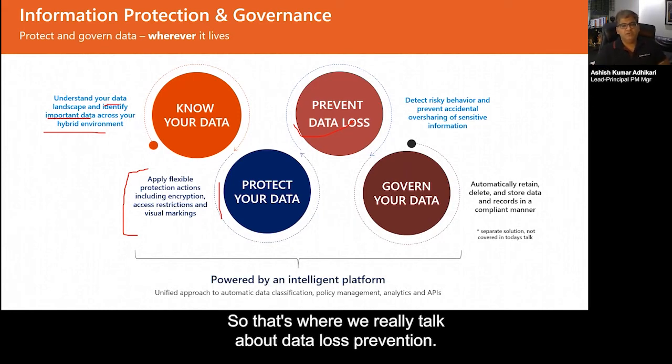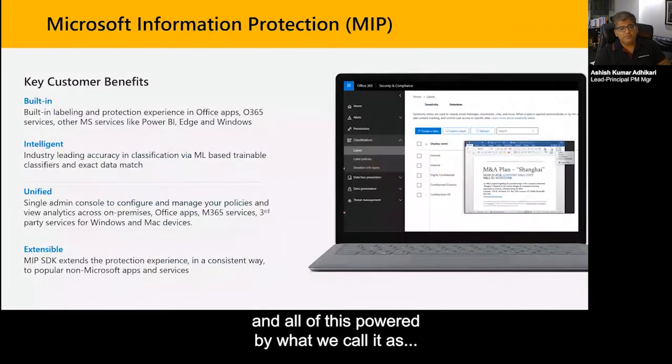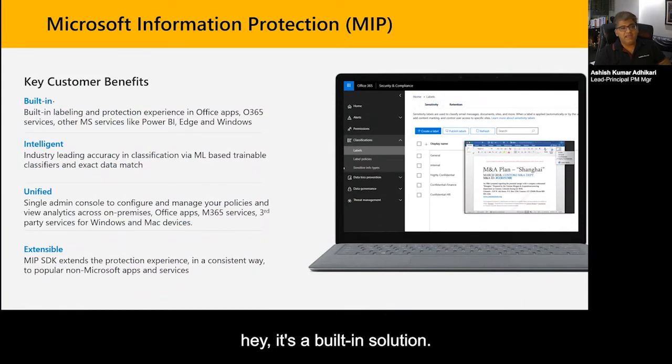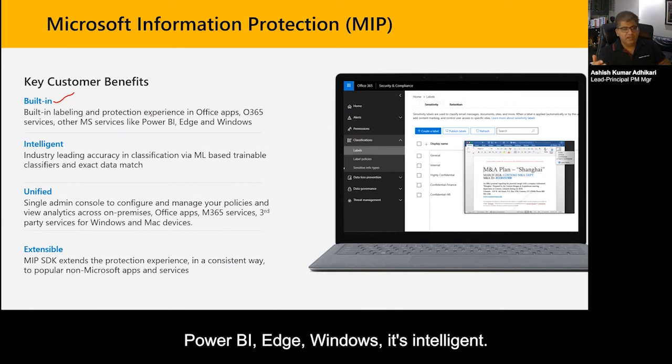So that's where we'll talk about data loss prevention. And then the last would be governing data. And all of this is powered by what we call MIP. The key part of this is, hey, it's a built-in solution. And what I mean by built-in is it doesn't come with a separate agent. So the issue of deploying agents is taken care of. It's built in within Windows and Office, so it's fairly easy. We call it MIP. It gives you protection right across Office, Office apps, Power BI, Edge, Windows. It's intelligent.